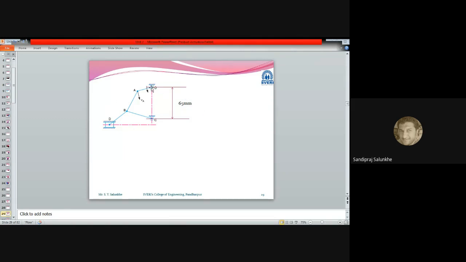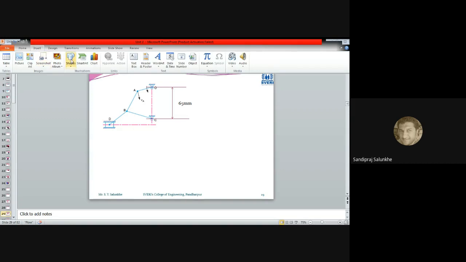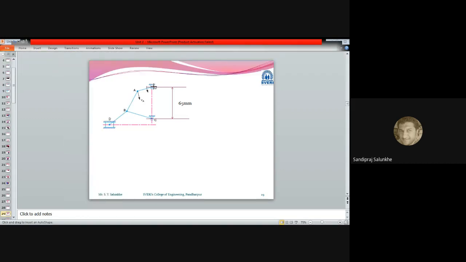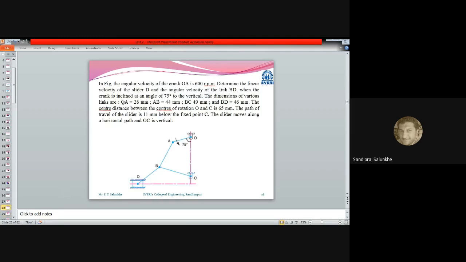Once you draw these points O and C, which are on the vertical line, then you have to measure 75 degrees and draw one line, this line. And on this line, you have to choose point A at 28 millimeter because OA distance is given as 28 millimeter.